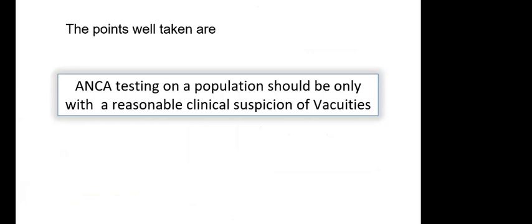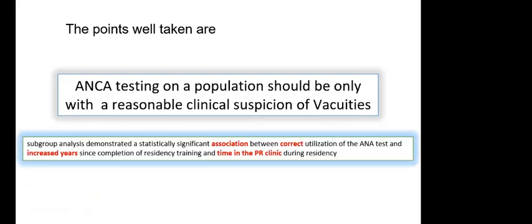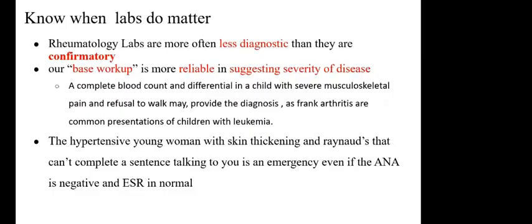The points we're taking from these two studies are that ANCA testing in a population should only be done when a reasonable clinical suspicion of vasculitis is present. And the correct utilization of rheumatological labs is positively correlated to the time spent in rheumatological residency. So we should know when labs do matter. Rheumatology labs are often less diagnostic than they are confirmatory. Our basic workup is more reliable in suggesting severity of disease than the specific rheumatology labs.